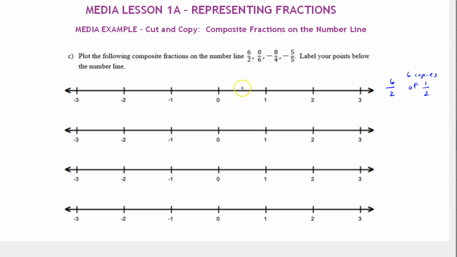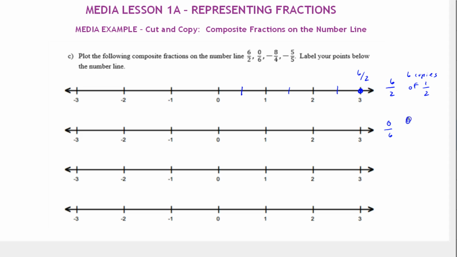So it's positive. I'm going to cut all the pieces in half, all the units in half. And now I'm going to count by unit fractions: 1/2, 2 halves, 3 halves, 4 halves, 5 halves, 6 halves. And I'll label it above because the 3 is below. So this is the point 6 halves. Okay. Let's look at the next one, 0/6.